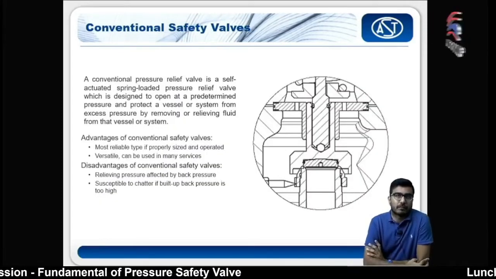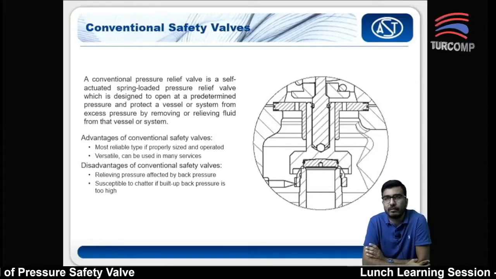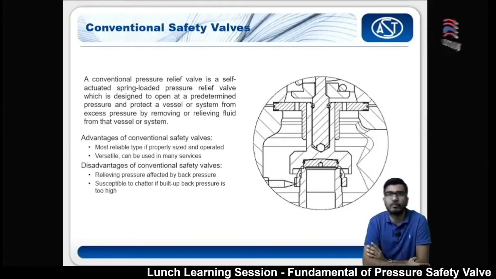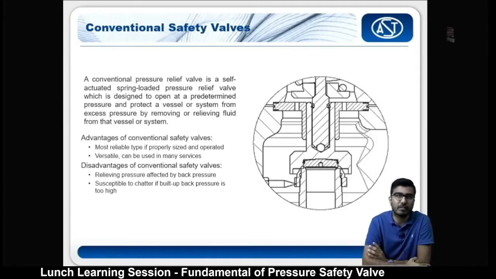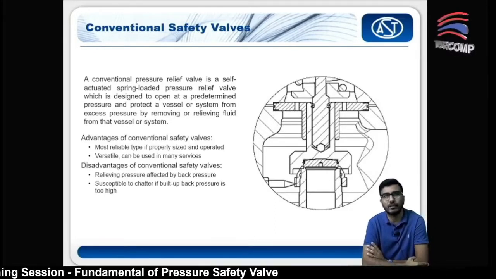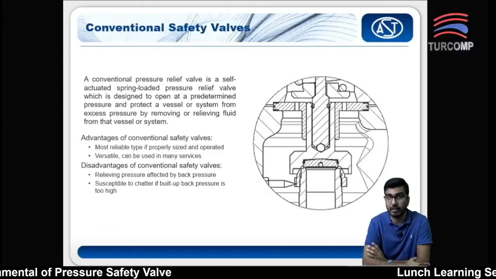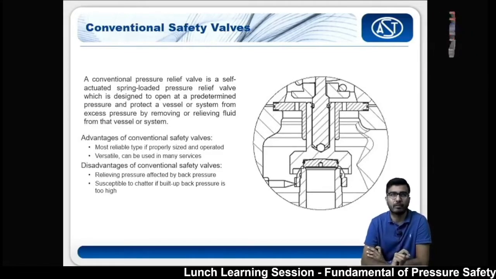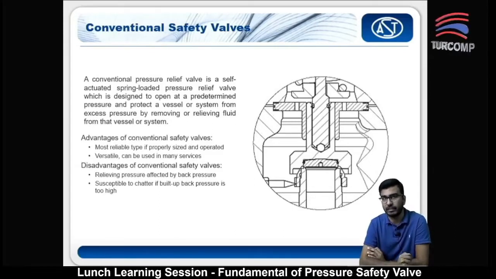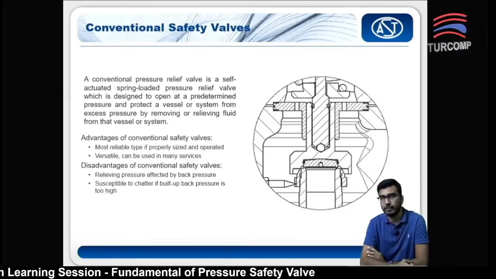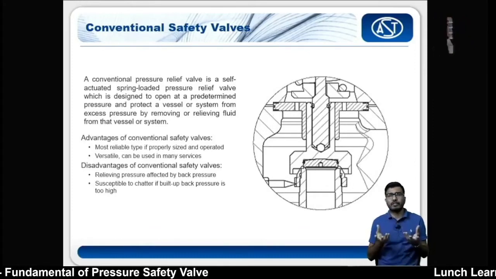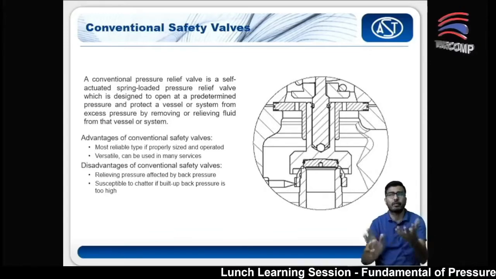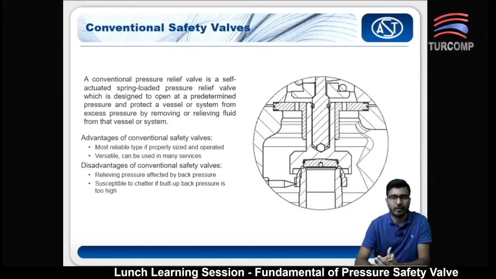There are two types of spring-loaded designs that are widely used in the industry. The first one is the conventional type. A conventional pressure relief valve is a self-actuated spring-loaded pressure relief valve, which is designed to open at a predetermined pressure and protect the vessel from excess pressure by removing or relieving fluid. This is the conventional type, old school. You just have a spring and a disc, and it is set at the pressure at which it will open. This is a very old design.